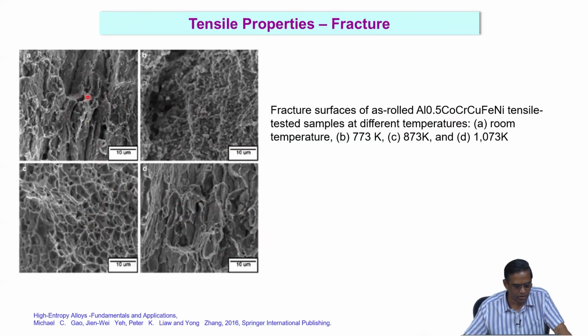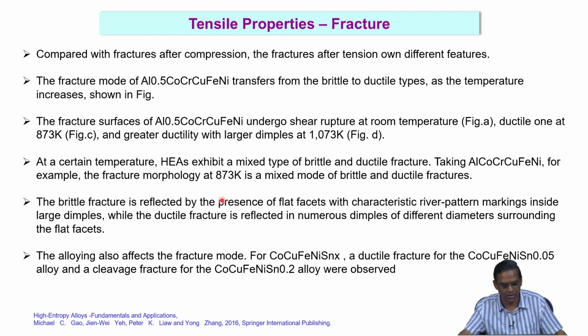Now, what happens to this fracture morphology? This is room temperature. This is slightly higher temperature, 873, and this is what happens? More ductile. Yeah. From quasi-cleavage to a more ductile mode it changes. You can see the elongation of these voids and everything happens.